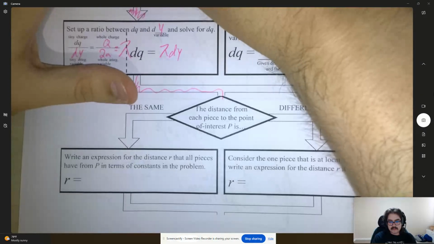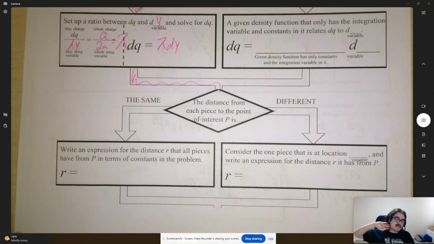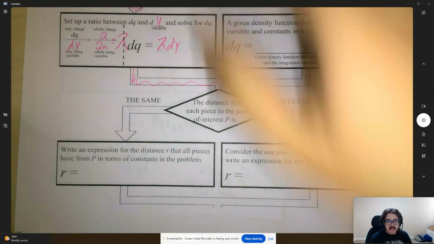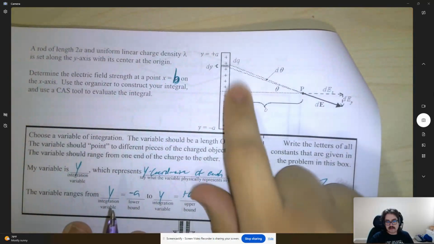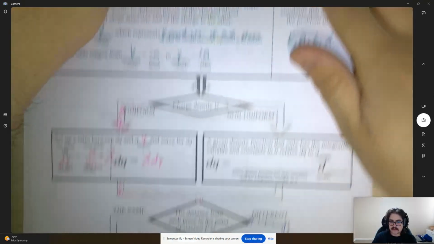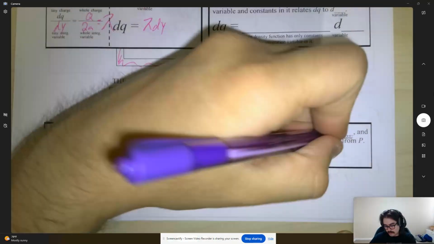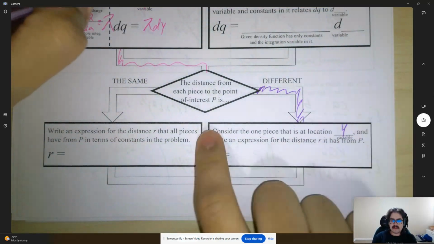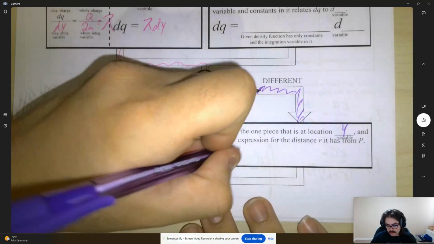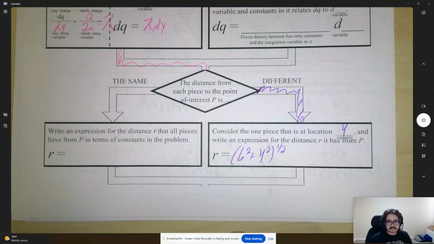The distance from each piece to the point of interest in this case is going to be different. You might be tempted to say that it's the same, but that was only the case for the arc. In this case, it's different. The reason is because as you go, the x component of the triangle is staying the same. The y component is increasing, so the hypotenuse is also going to change. So the distance is going to change. Consider the one piece that is at a location, we're going to call it y, because that's our variable, and write an expression for the distance r it has from P. Well, we already got that expression. We're just using the Pythagorean theorem: b squared plus y squared to the 1/2 power.